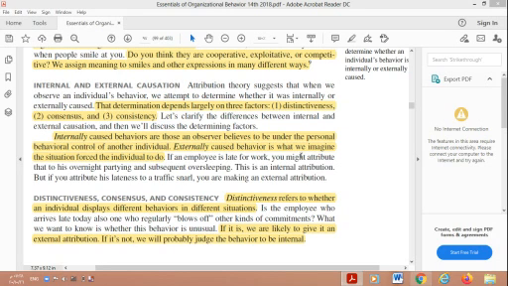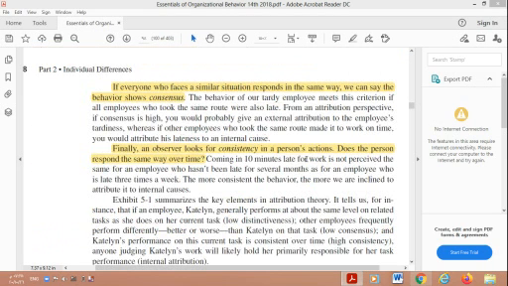Sometimes it is related to the environment or to the individuals. If everyone who faces a similar situation responds in the same way, we can say the behavior shows consensus. So what do we mean by consensus? It is to what extent this behavior is similar to others or to groups. If consensus is high, we can say that the causes are external, and if the consensus is low, we can say that the causes are internal.